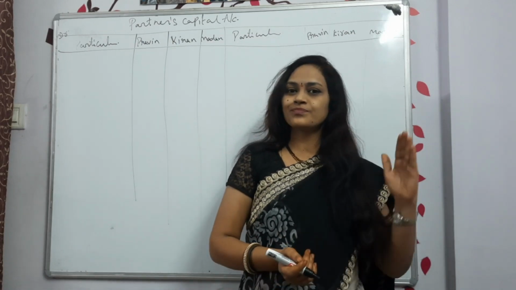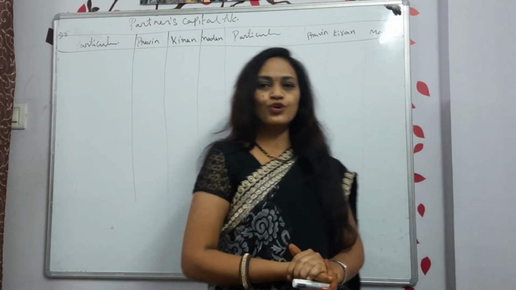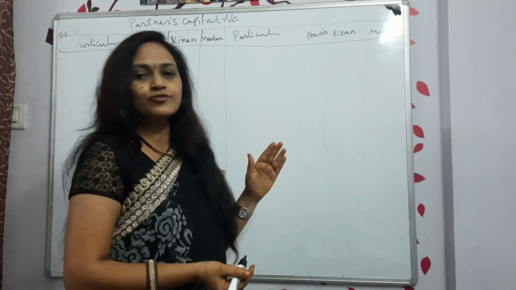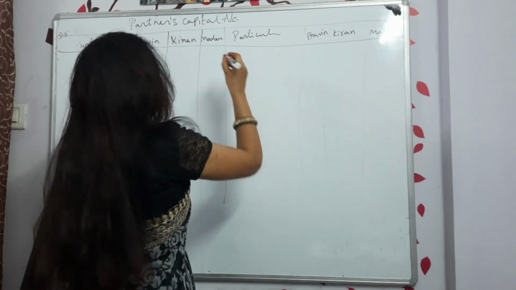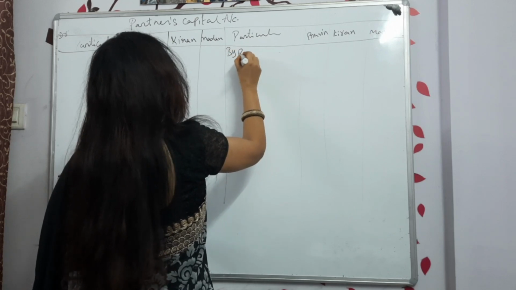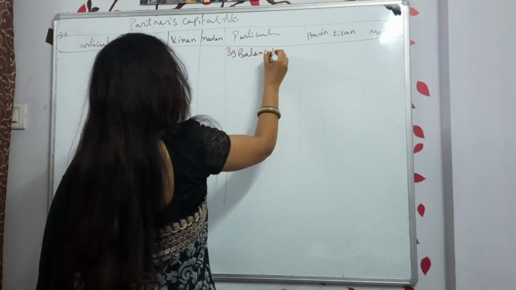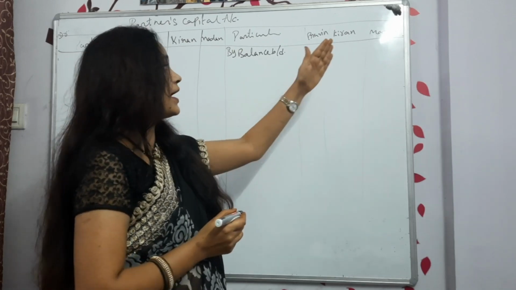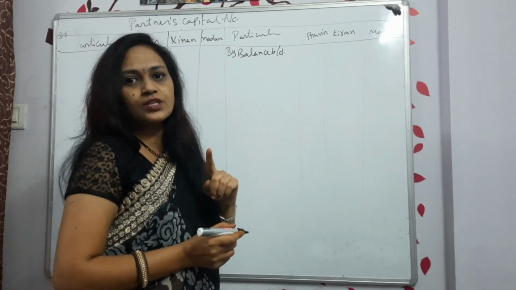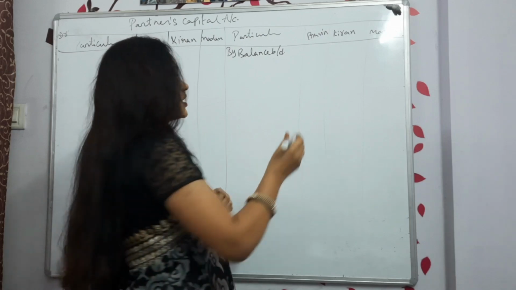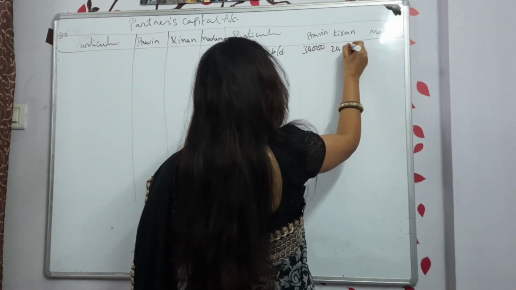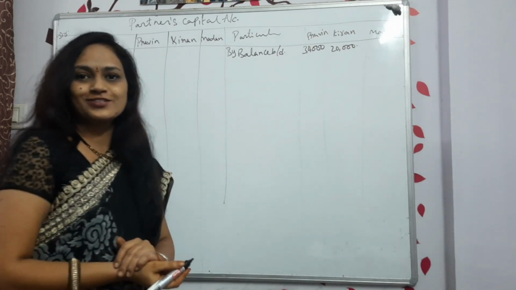Let us start the partners' capital account. Debit, credit as usual. So what is the format? First, you have to start with the capitals by balance brought down. What are the capitals of the existing partners? That is Praveen and Kiran. It's already given in the question. Check the balance sheet. It is 30,000 for Praveen and 20,000 for Kiran.